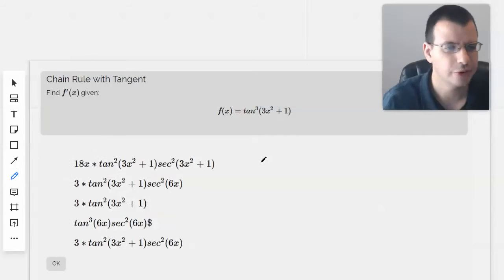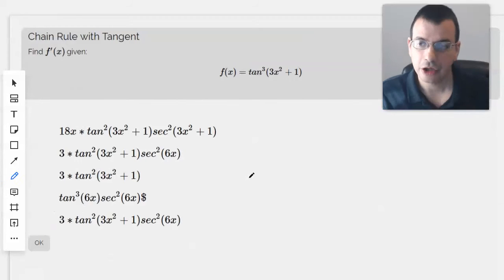Ooh, baby blue. Or is it cyan? I think it's cyan. Okay.